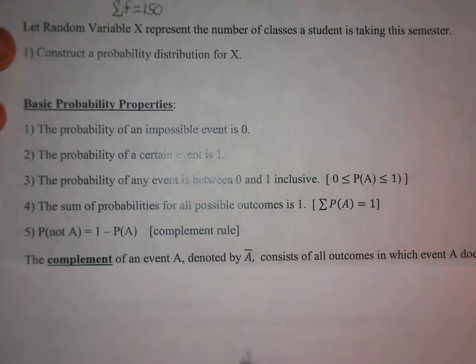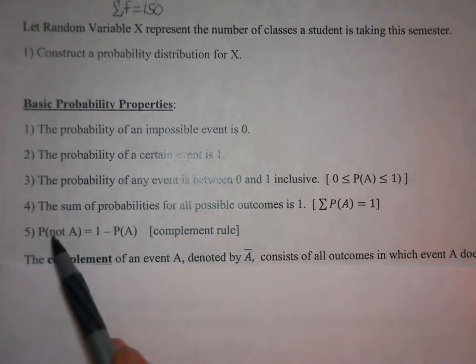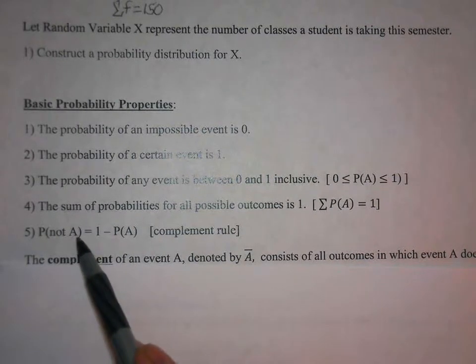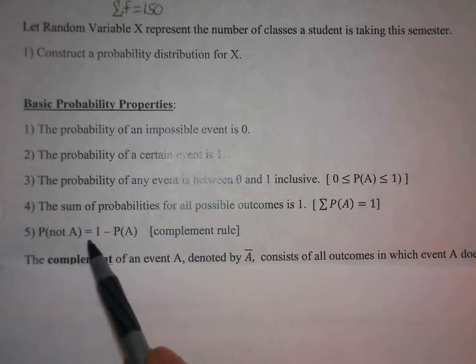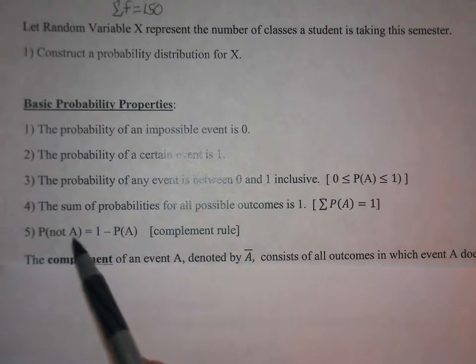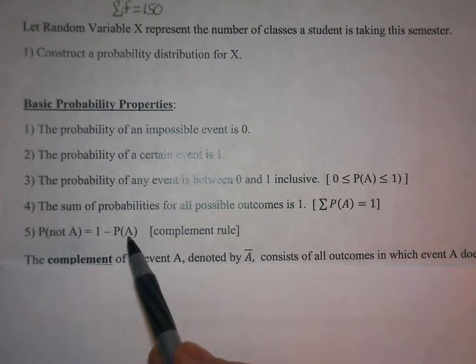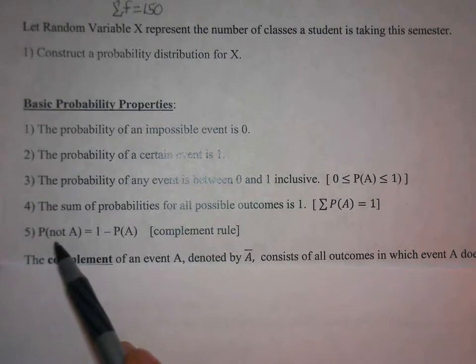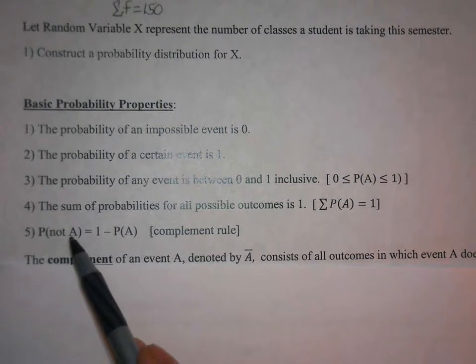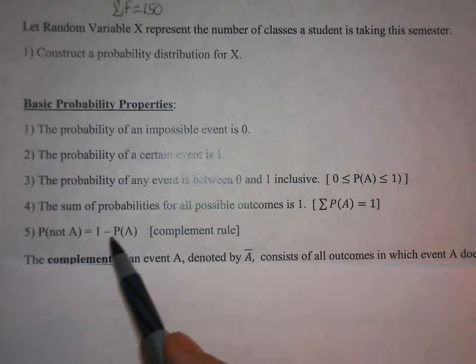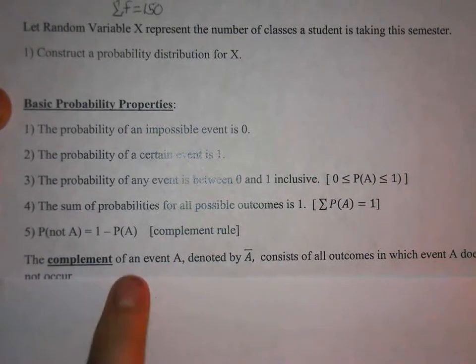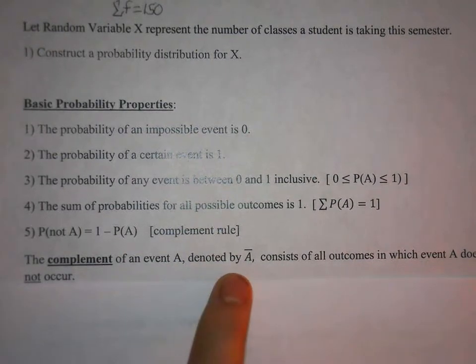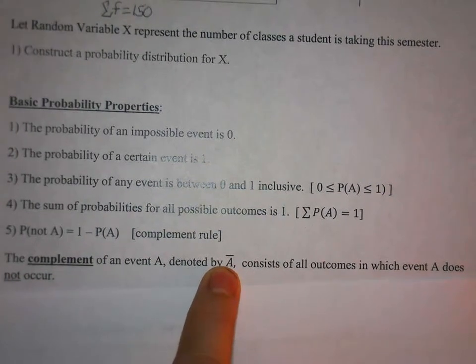And then we have the complement rule, which is the probability of an event not happening. The probability of not A is 1 minus P of A. Let's say that event A was rolling a 6 on a fair die. The probability of not A would mean the probability of not rolling a 6. That would be 1 minus 1/6, which would give you 5/6. The complement of an event A, you denote by A with a bar over it. That consists of all the outcomes in which event A does not occur.